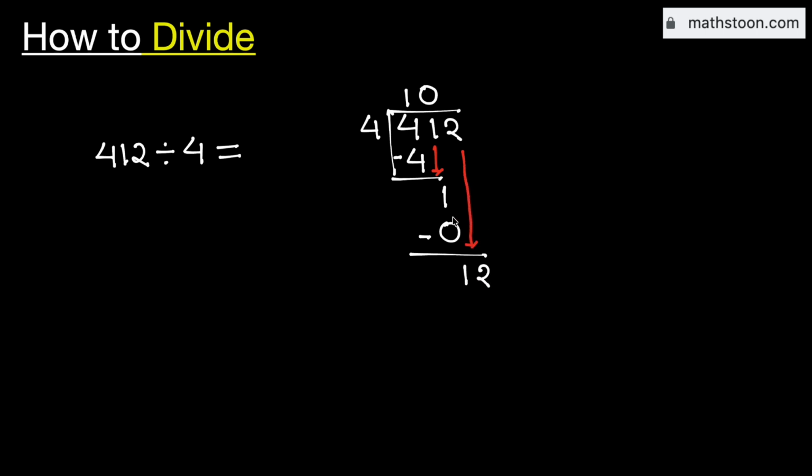here. And we know that 4 times 3 is 12. Subtract, we get 0. As we have got the number 0 and we have no number to bring down here, so we will stop. Therefore, 412 divided by 4 is equal to 103. And this is our final answer.